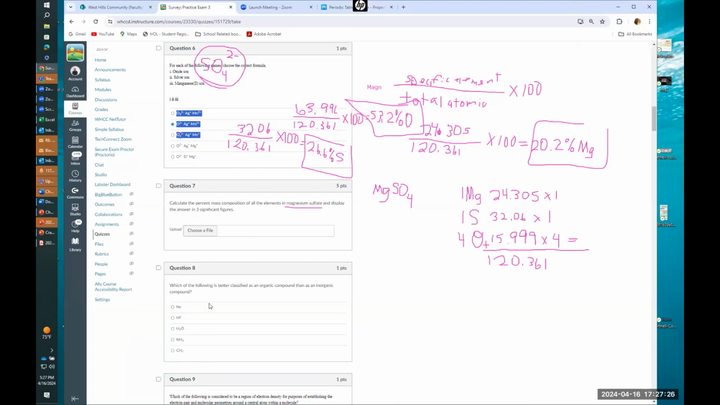Okay. Number 7. Which of the following is better classified as an organic compound than an inorganic compound? Organic compound means like it's naturally existing. Nope. Organic means that it has carbon in it. Oh, it has carbon. Oh yeah, that's right. Organic chemistry is for carbon. So then it'd be the last one, CH4. That's correct.